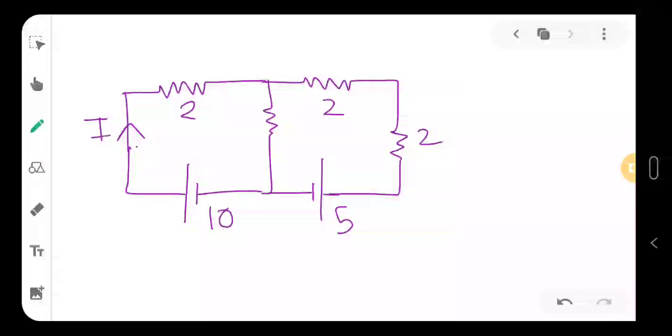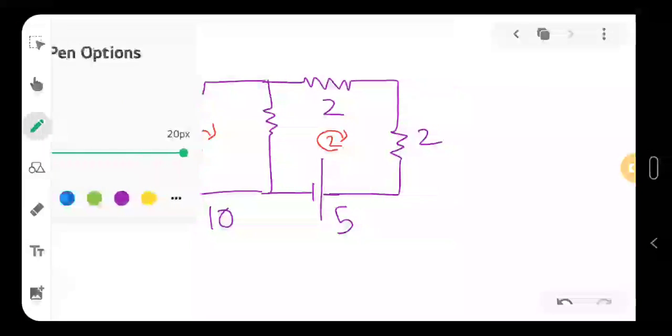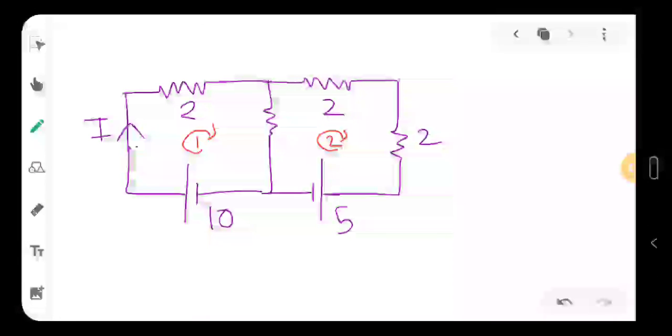Now you can see that here we have two loops. This is the first loop and this is the second loop. I'm using another color so that there is no confusion. So this is our first loop, this is our second loop. You can see here that this is also 2. Now we have to find the equation for each loop at first.